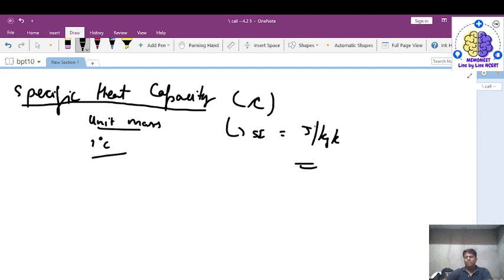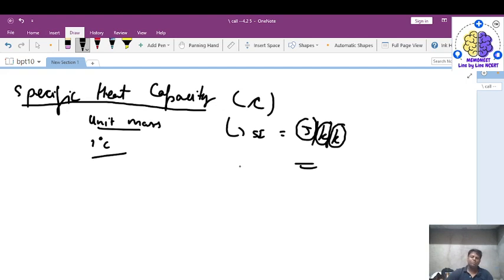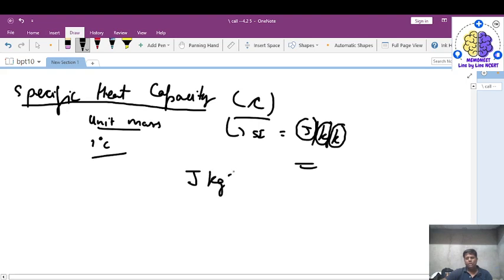So a change in the temperature by 1 degree centigrade is equal to the change in Kelvin. Suppose the temperature changes by 1 degree centigrade, then in the Kelvin scale also it will change by 1 degree only, right? So specific heat capacity, again I am repeating, is the amount of heat required to raise the temperature of a unit mass of a substance by 1 degree centigrade. It is denoted by small c, and its SI unit is joule per kg Kelvin.